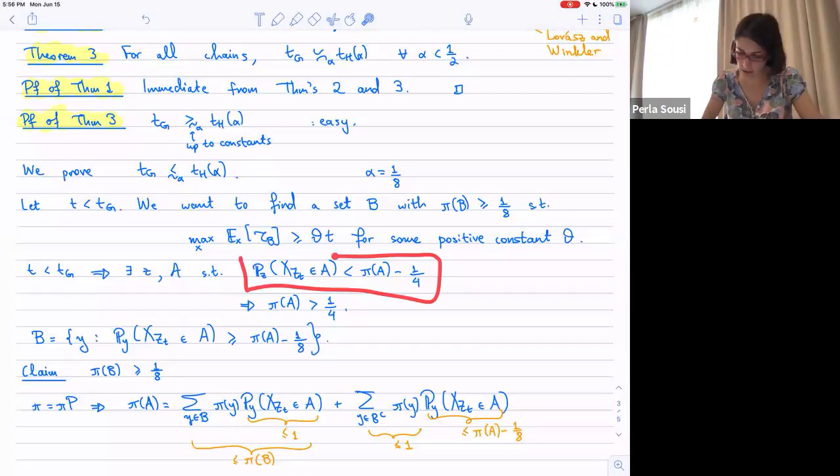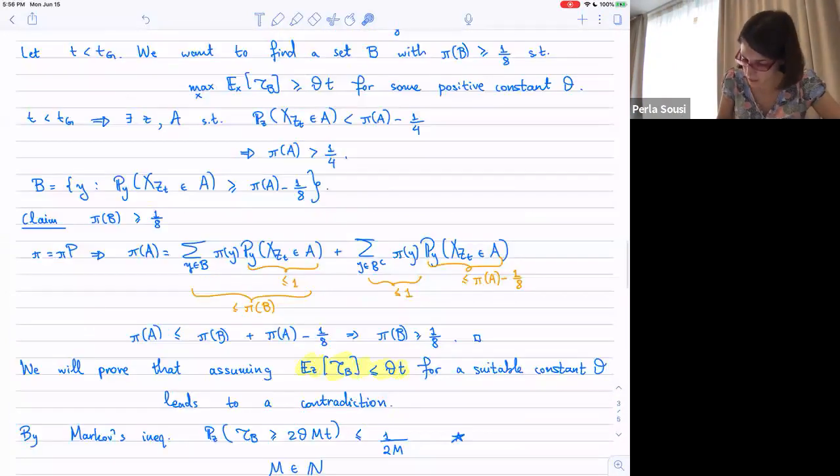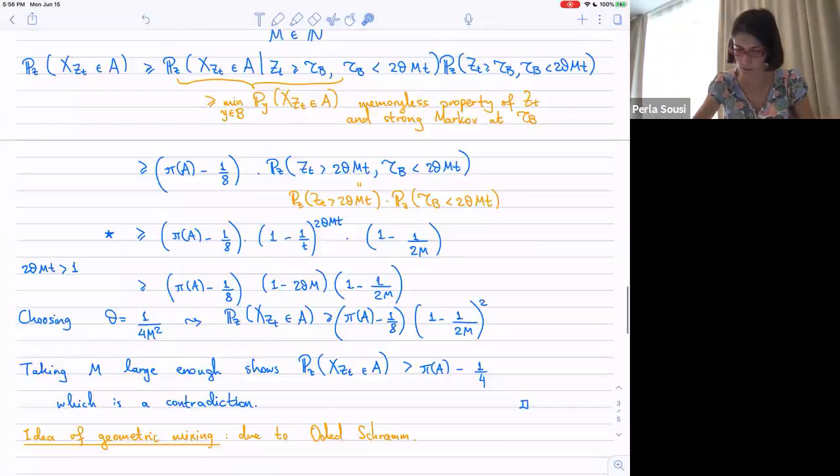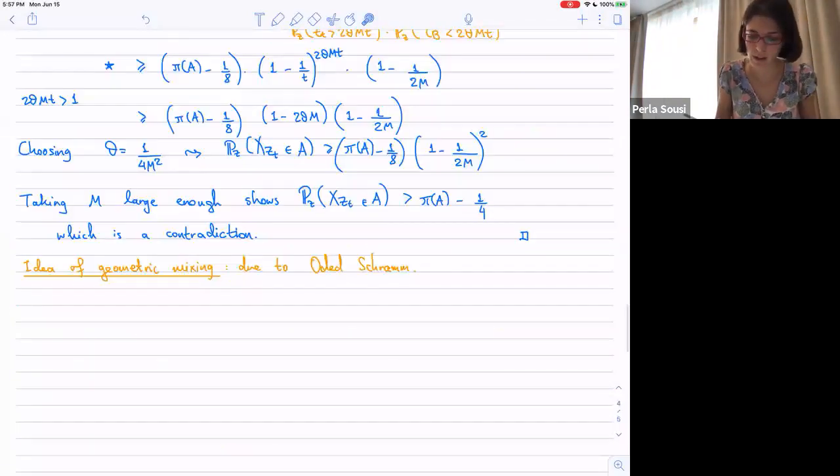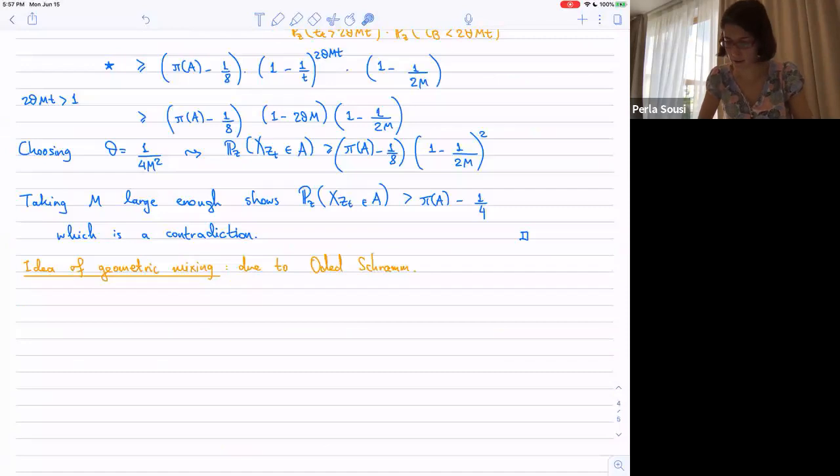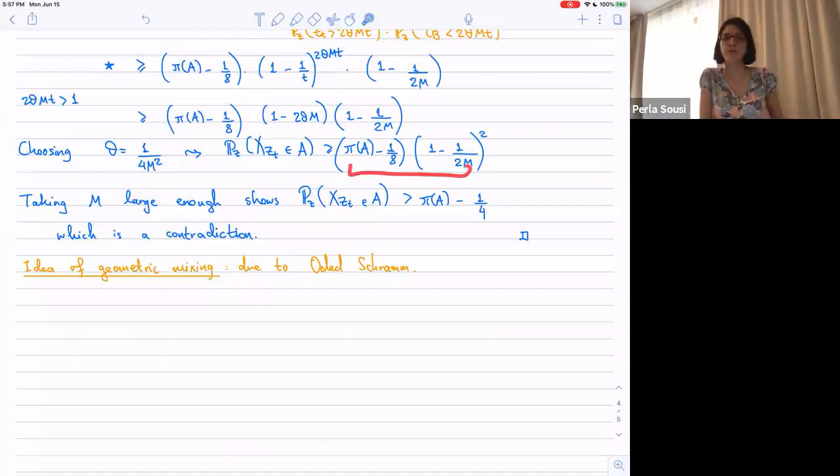So the contradiction is that the expectation starting from Z of hitting B has to be greater than theta t for this particular value of theta that we took. Theta is going to be 1 over 4m squared, and then for the value of m that makes this quantity larger than pi of A minus a quarter. And so that's the end of the proof.